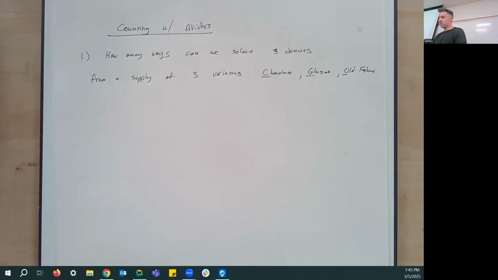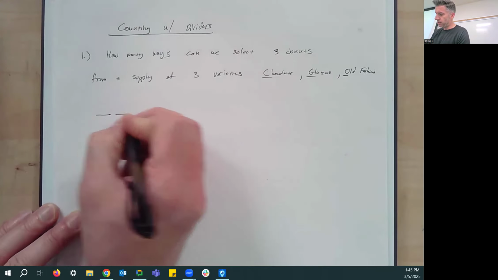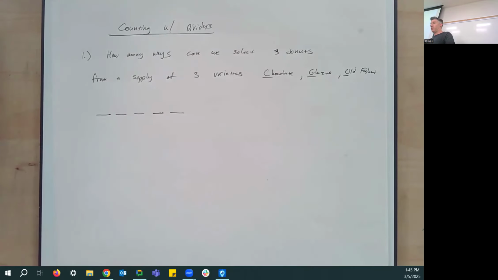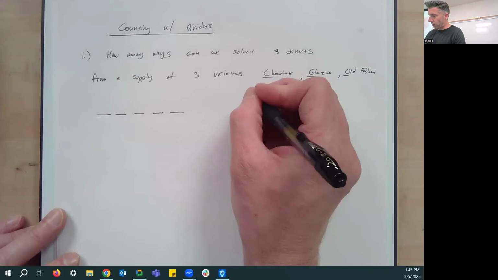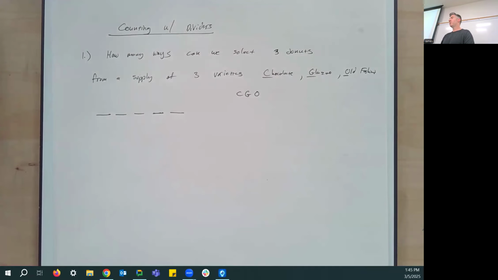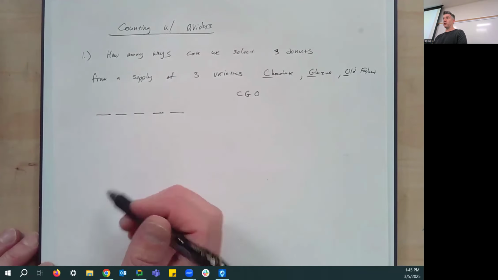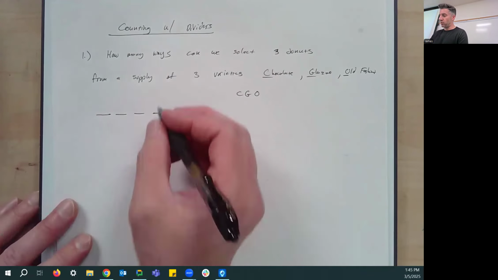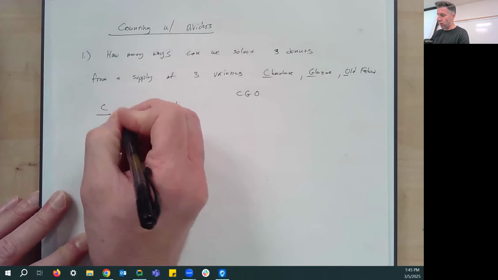Just watch. We have to pick an order. The order doesn't matter. You just have to stick with it. So I'm going to pick the order. I'm going to go alphabetical. I'm going to say chocolate's going to be first, glaze second, old-fashioned third. So then, before my first divider, it's all chocolate. So I have to pick 2 places where the dividers go. So my dividers could go over here and I could have all chocolate.